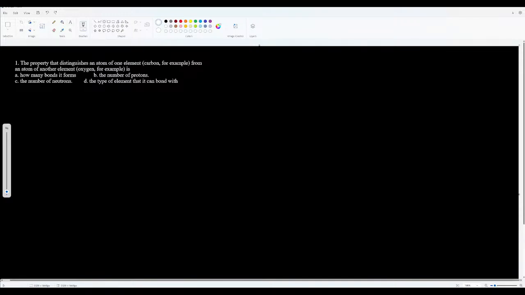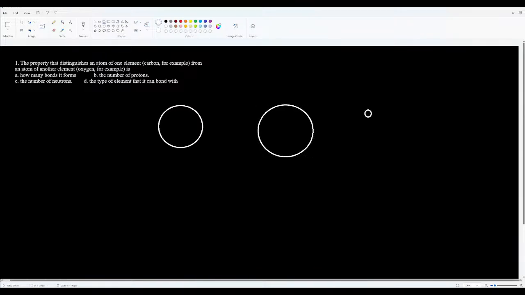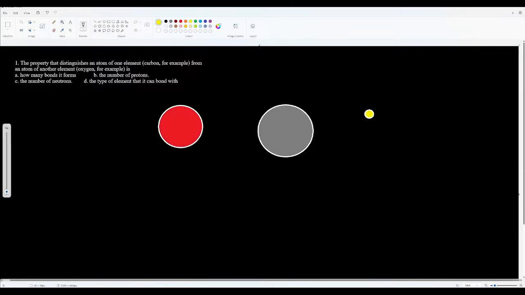Just as a start, we have 3 types of subatomic particles. I like to make this one red, this one gray, and this one yellow. So this is a proton, and a proton has a positive charge. And this is a neutron, and a neutron has no charge, so I put an equal sign here. And this is an electron, which has a negative charge. So these are your subatomic particles.